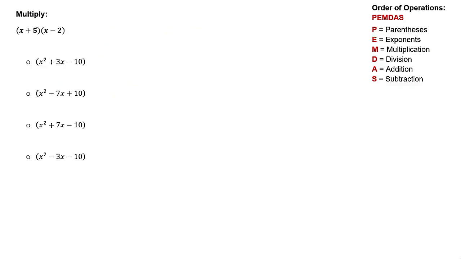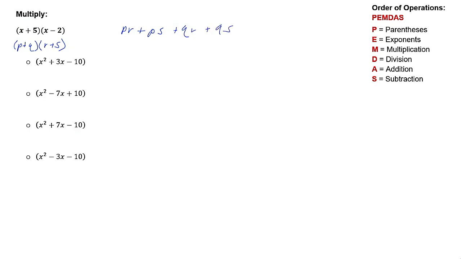Great job. Multiply x plus 5 times x minus 2. We shouldn't confuse this with a simplify problem because there's no sign in here. We're not adding or subtracting, we're multiplying. So we can once again use the FOIL method. If we relabel these, P plus Q times R plus S, then we can rewrite that problem as P times R plus P times S plus Q times R plus Q times S.